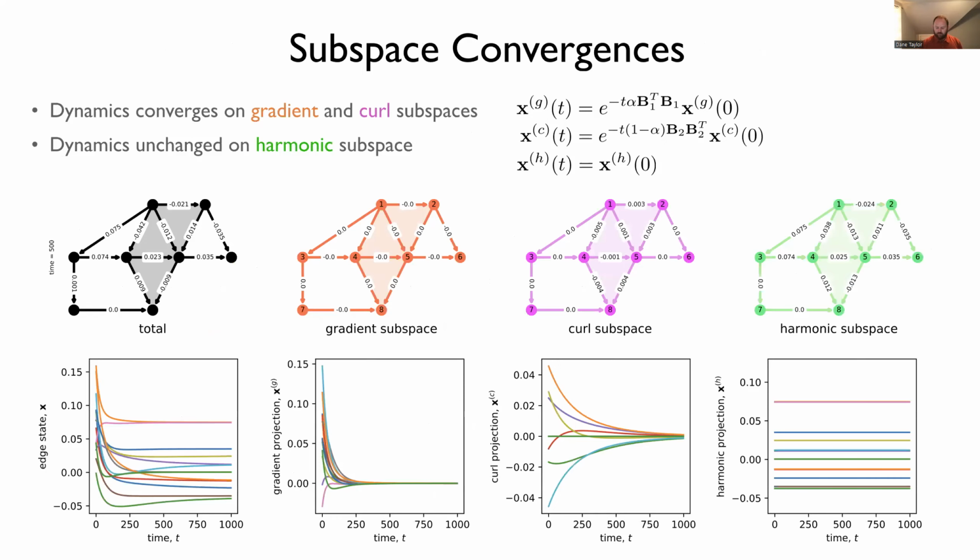Okay, so what this means is dynamics converges on the gradient and curl subspace. Dynamics is unchanged on the harmonic subspace. So if we have this initial condition, I can project it onto the three subspaces and simulate the dynamics. And we can see the gradient and curl subspaces both converge. The projection onto the harmonic subspace doesn't change. So the total basically converges to having this function be equal to whatever's in the harmonic subspace.